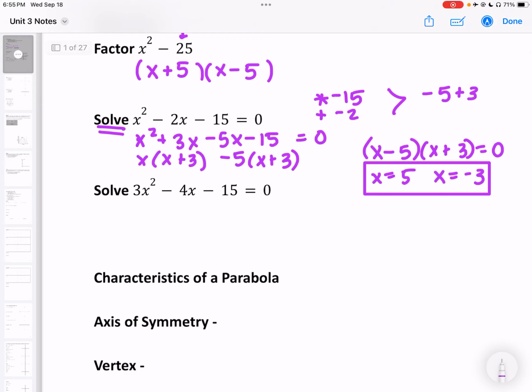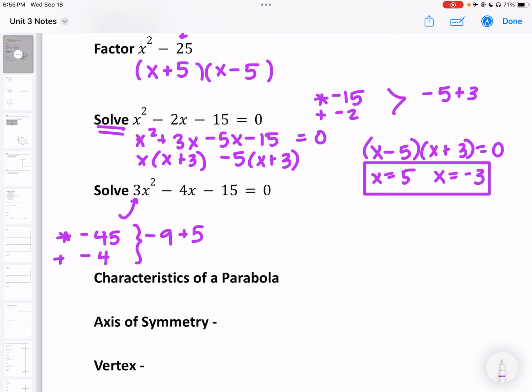If we have something with a coefficient that is not a 1, we'll do the same thing, but now we're interested in multiplying to 3 times 15, which is negative 45, and adding up to negative 4. So now that's going to require thinking a little bit about my factors of 45. I'm going to end up choosing negative 9 plus 5.